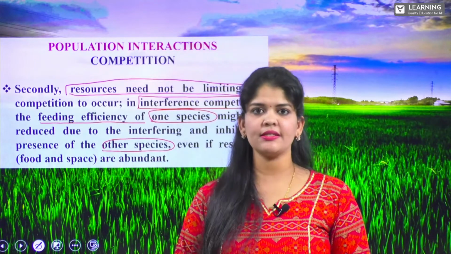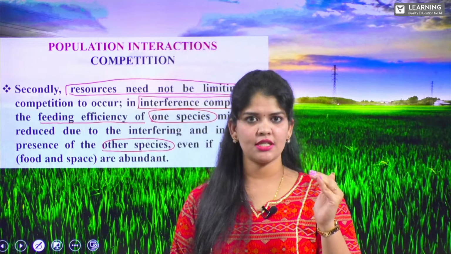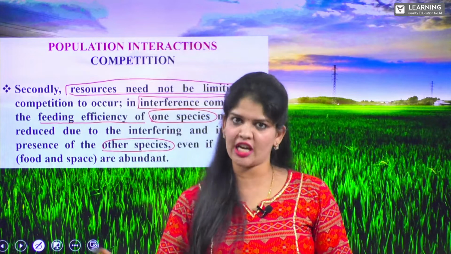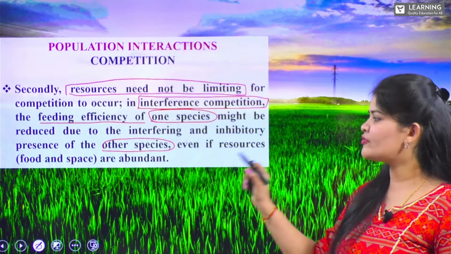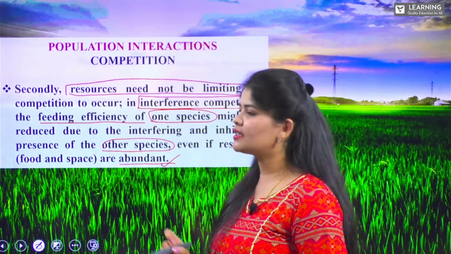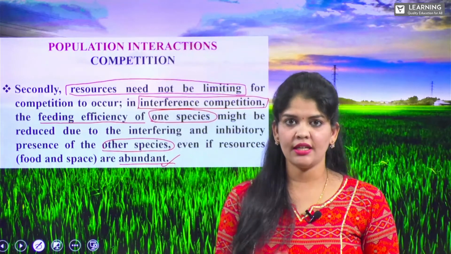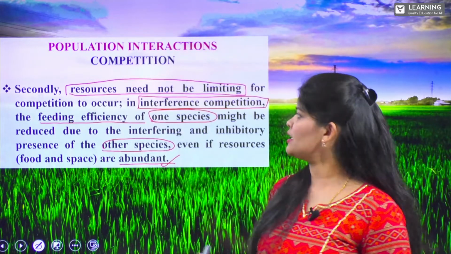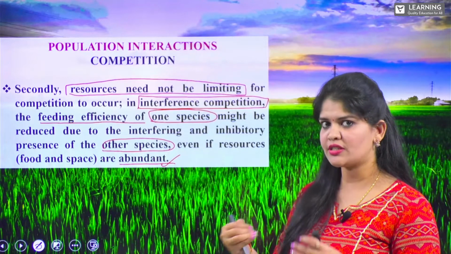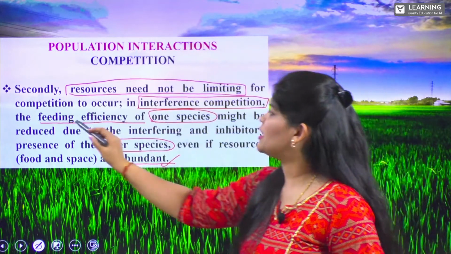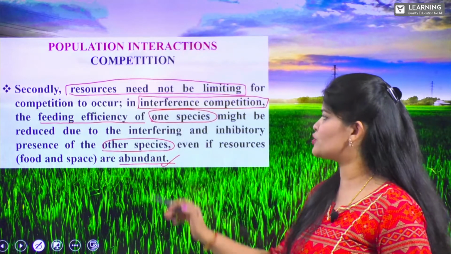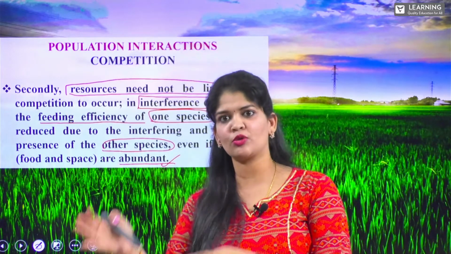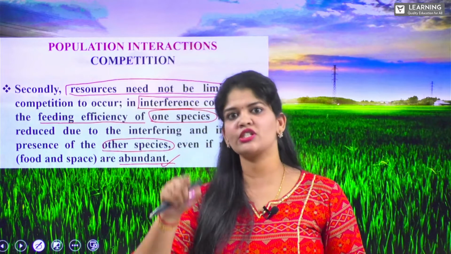What happens here is that one species will inhibit or interfere with the eating habit of the other species. That means it is interfering with the life of the other species, even if the resources are abundant. Here the reason is not limiting resources. That is because of interference competition that exists between two species. The feeding efficiency of one species is reduced due to the inhibitory presence of the other species, the one which is in the association.